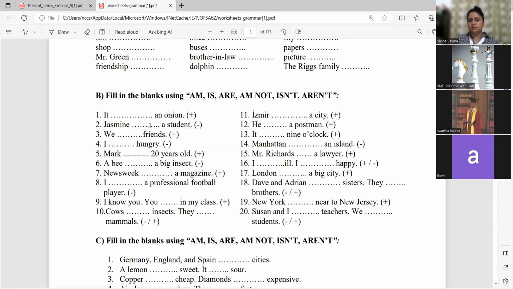So Jasmine, what is the verb? Is a student or isn't a student? Yes. Jasmine, since it's a negative sentence, it is Jasmine isn't a student. Okay. I am hungry. Wrong. If it is in here, you have to say the negative one. I am not hungry. So likewise, just try out.